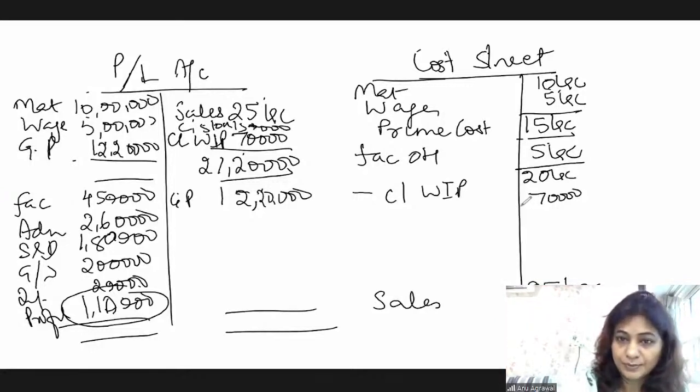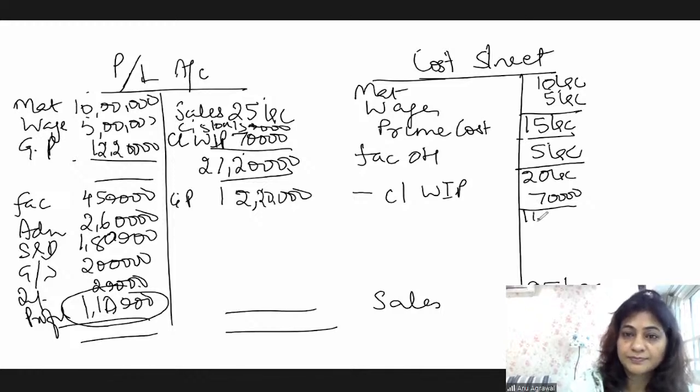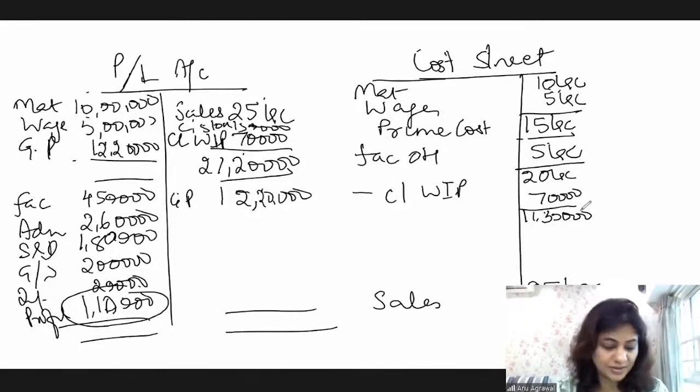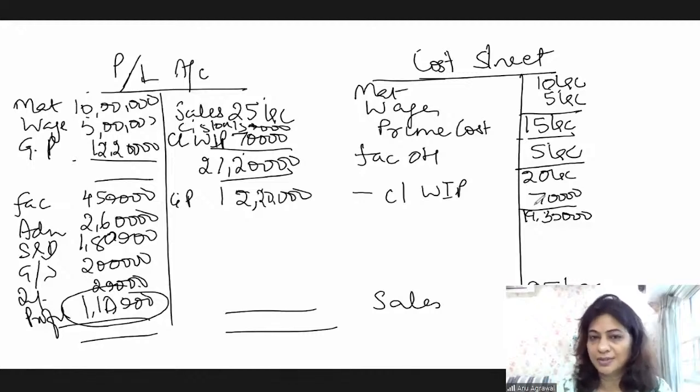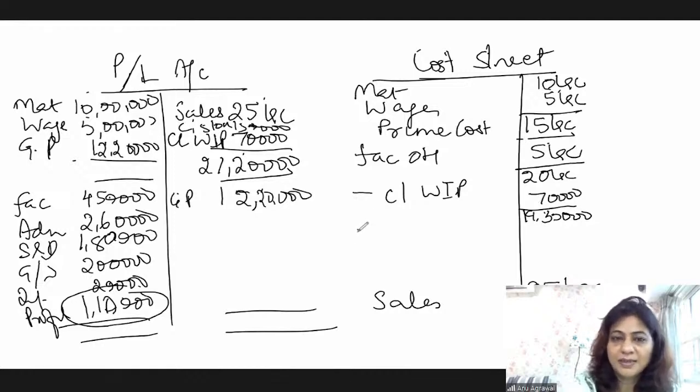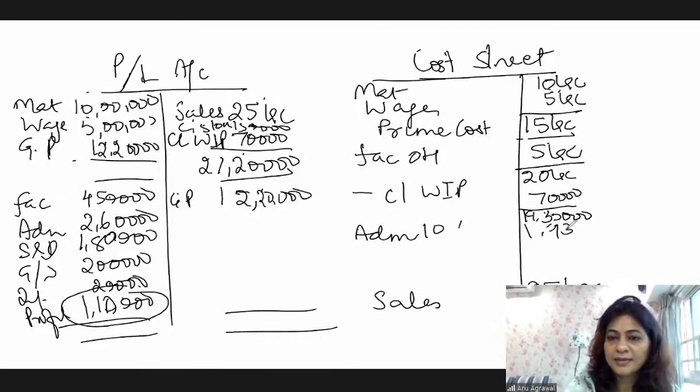Okay. Now, my factory cost. Is this factory cost done? 19 lakhs, sorry, 19 lakh 30,000. 20 lakhs minus the closing WIP. So I have got 19 lakh 30,000 as my factory cost. They have said administration overheads is 10% of factory cost. So if this is my factory cost, that means my admin overhead should be 10% of this. That means 1,93,000.